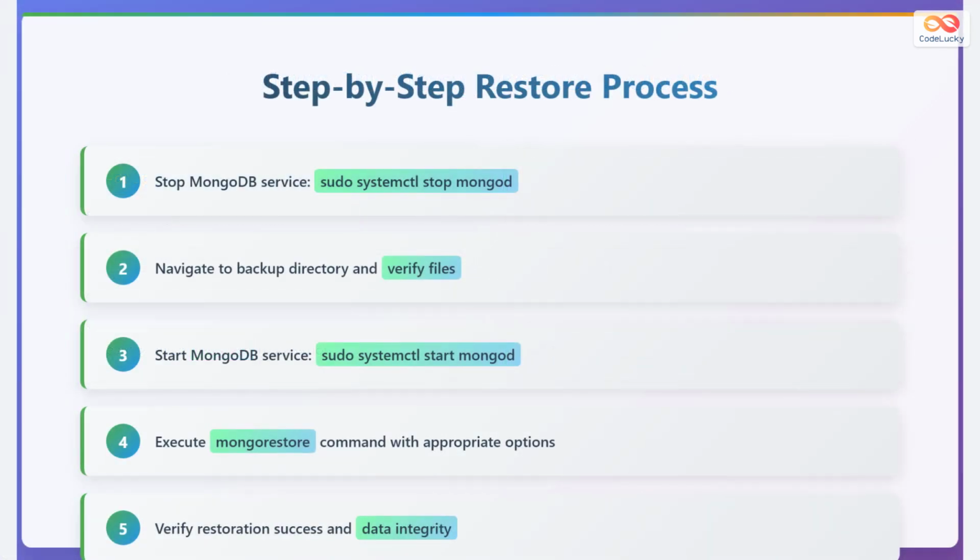Here is the step-by-step restore process. First, stop the MongoDB service using the command sudo systemctl stop mongod. Second, navigate to the backup directory and verify the files to ensure they are intact. Third, start the MongoDB service using the command sudo systemctl start mongod. Fourth, execute the mongorestore command with the appropriate options to restore the database. Finally, verify the restoration success and data integrity by checking the restored data and ensuring that it matches the original data.